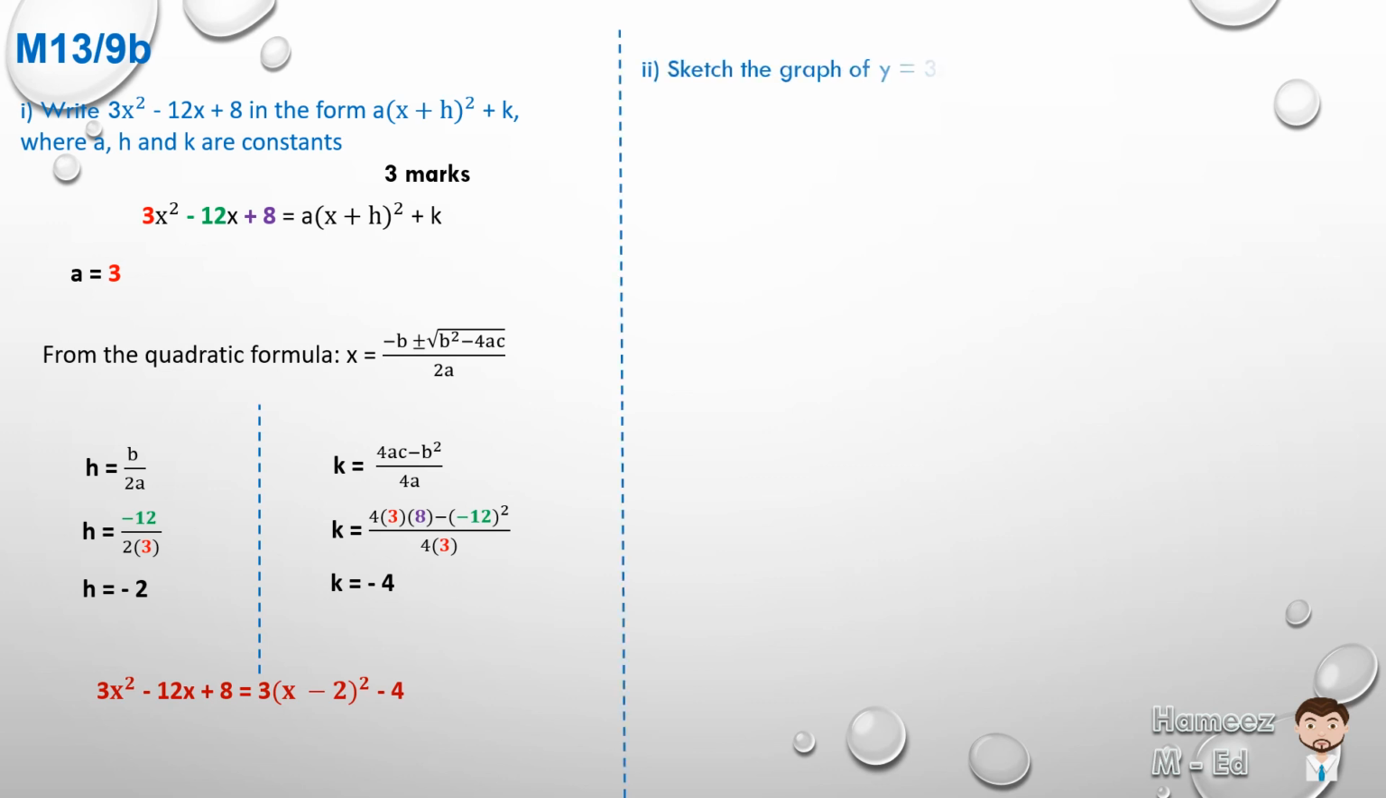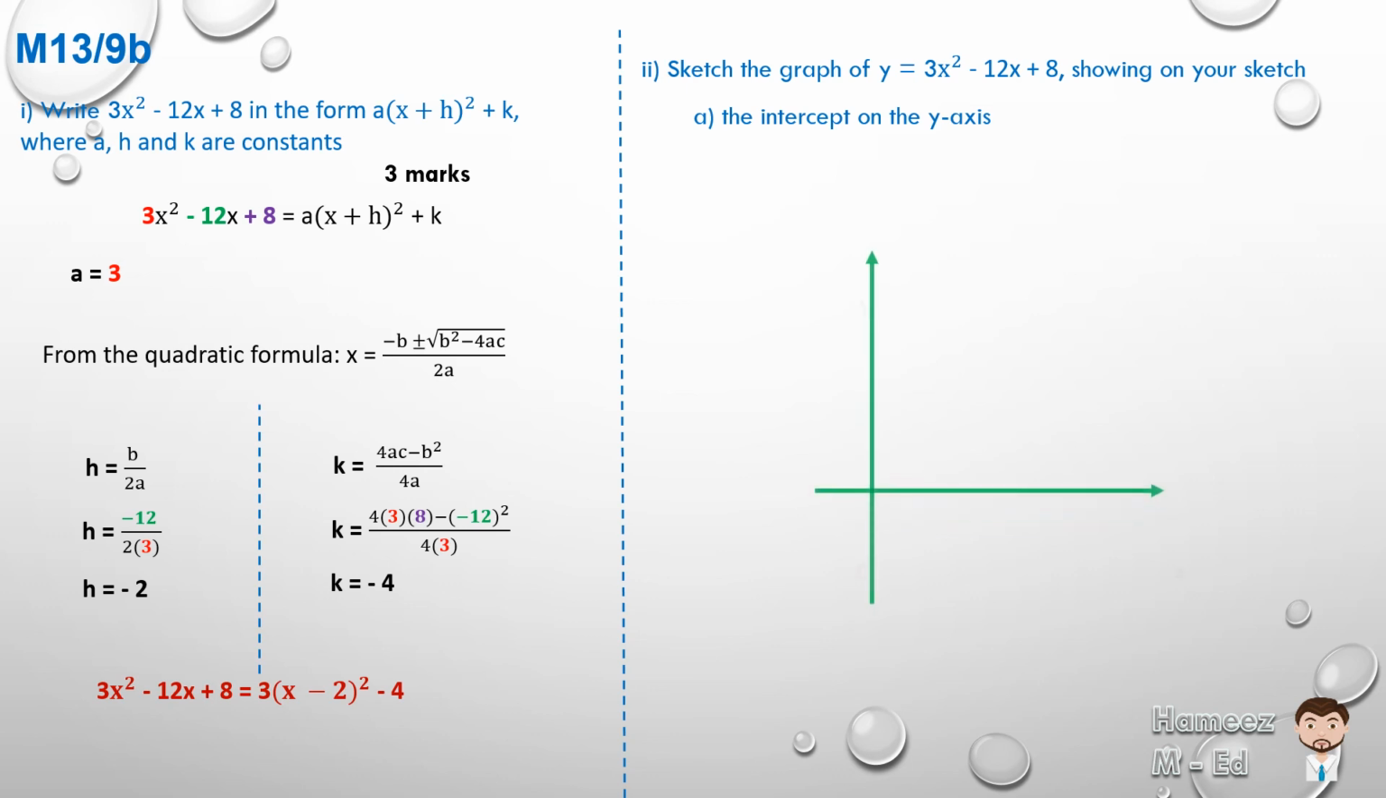Part 2, sketch the graph of y is equal to 3x squared minus 12x plus 8, that same graph that we just completed, showing on your sketch the intercept on the y-axis. So if we bring up our graph, where does it intersect? The c value, the value of the y-intercept, is at 8. So let's draw our graph going to the right.